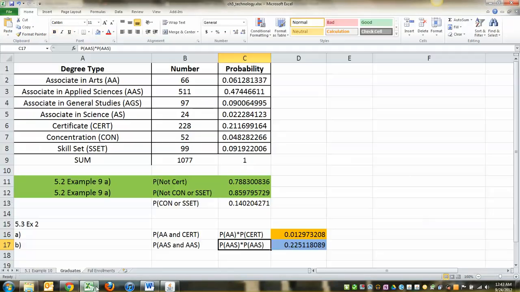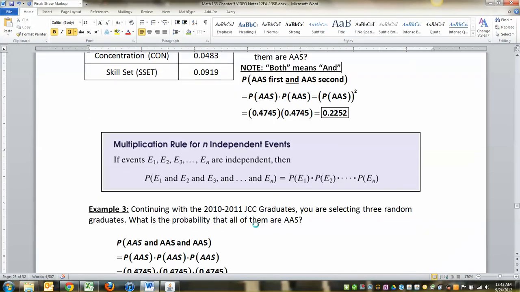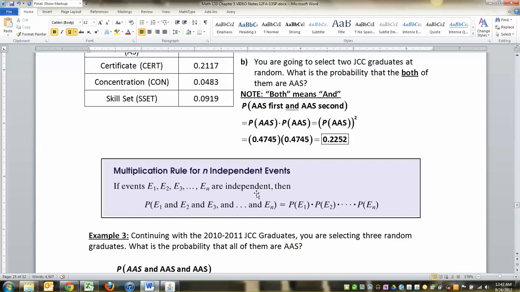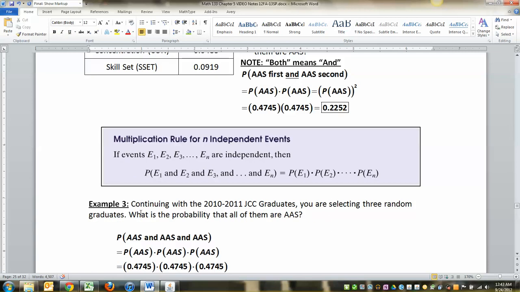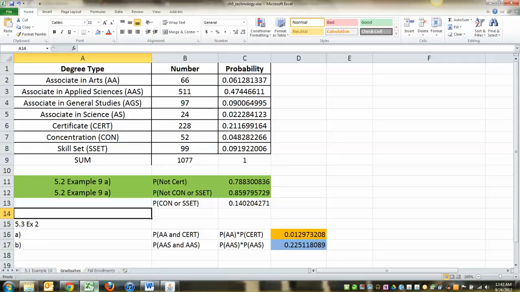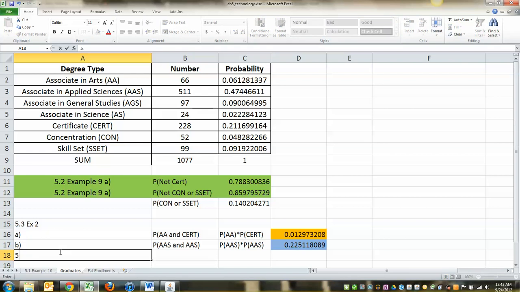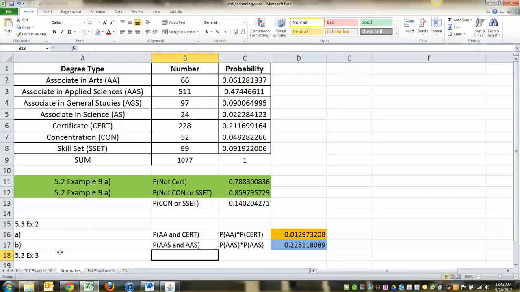All right, we're done with that one. Oh, and I better save my technology sheet because I'm getting close to when I'm going to turn it in. Now, what if there was more than one? The answer is you just string them along, as long as they're independent, which you've got to make sure of. If you have independent events, you can just keep multiplying the probability of the first one times the second one, and so on. So suppose I was going to do 3 graduates. What's the probability that all of them are AAS? I'll just do it down here. 5.3, example 3. I want the probability of AAS and AAS and AAS.